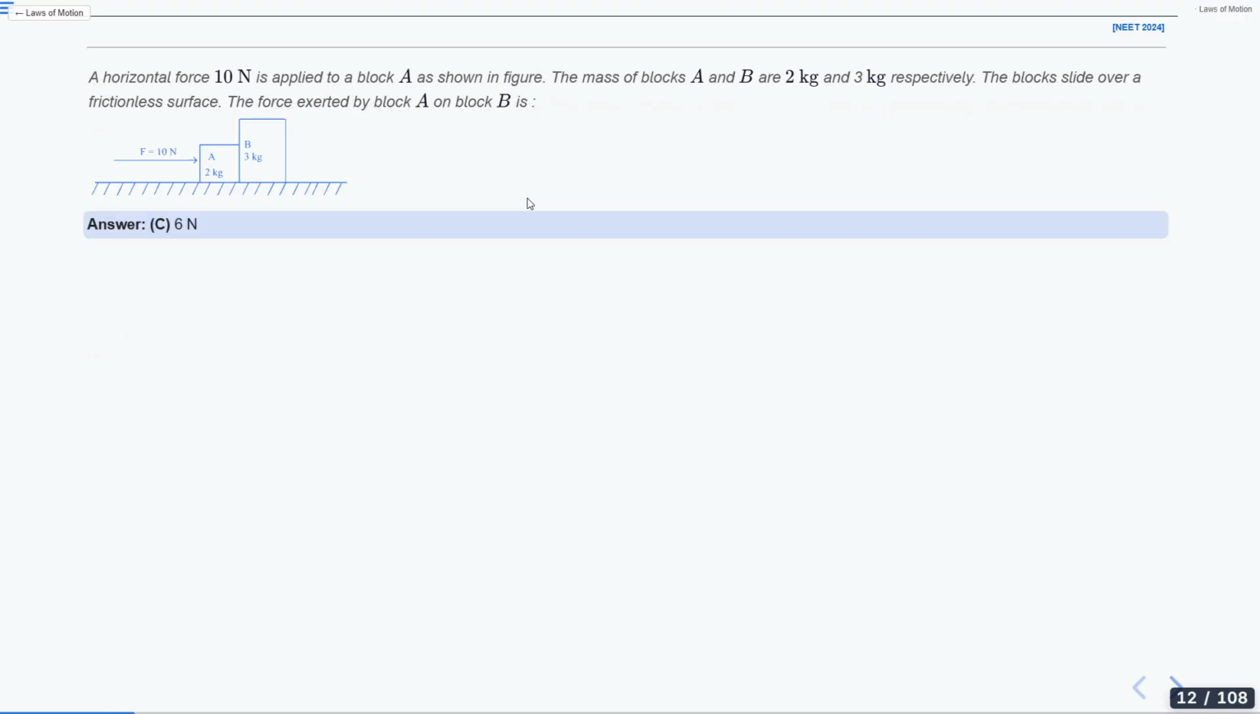Let's look at the solution. The answer is C. Very great. 6 Newton is the correct answer. Majority of the students, around 20 students, have answered it. The answer is C, 6 Newton.